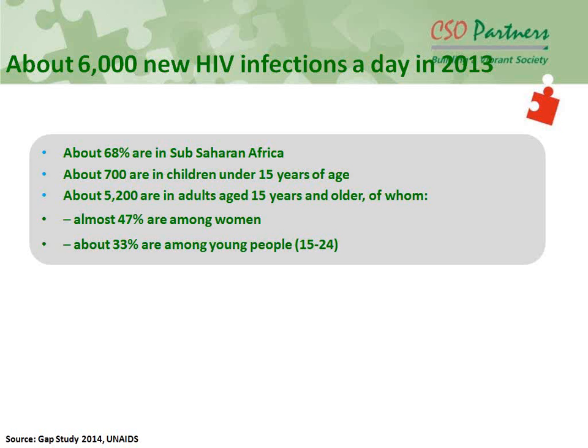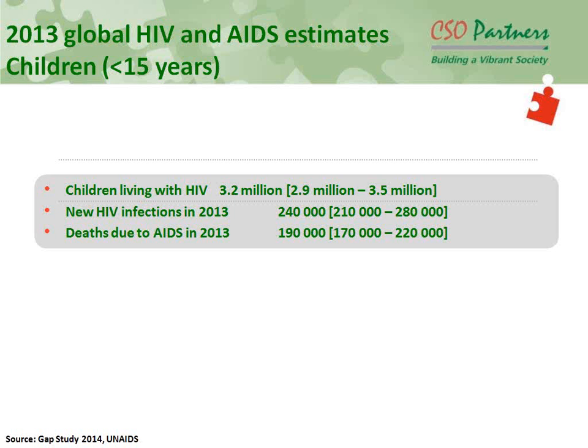Out of that, 68% in Sub-Saharan Africa. As we said, 70% of the people who have the infection are in Sub-Saharan Africa. About 700 are in children under 15 years of age out of 6,000. About 5,200 in adults aged 15 years and older. Of them, almost 47% are among women. About 33% are among young people. So that is the kind of trend.